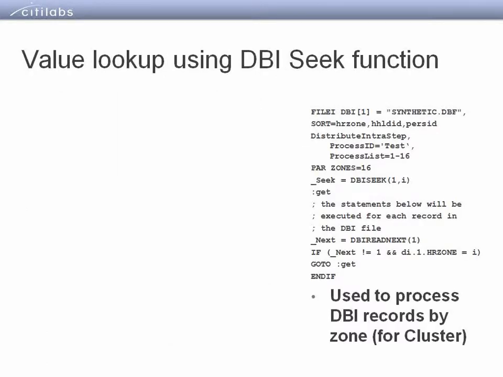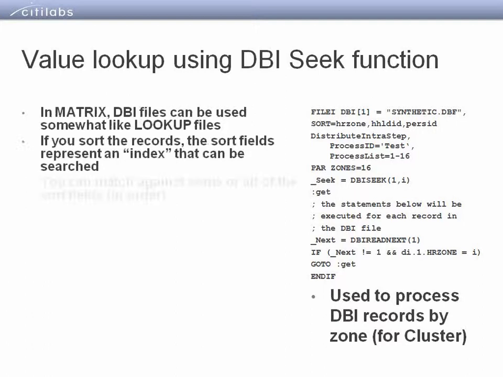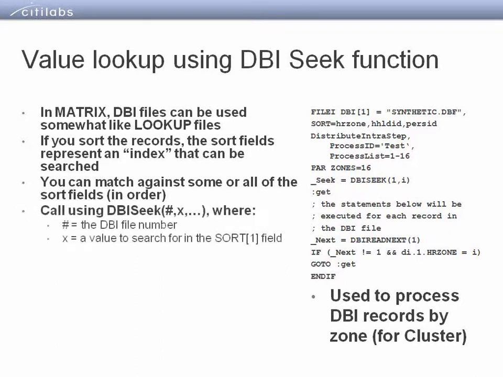So in the activity-based model, for example, in the population synthesizer, as well as the activity-based model, we have some value lookup using the DBI seek function, which is an example of using DBI files somewhat like lookup files, except that you can actually do multi-value lookup. So if you sort the records in a DBI file, the sort fields represent an index or cardinal key in database terminology that can be searched, and then you can match against some or all of the sort fields in order. And this is a function called DBI seek. The first argument is the DBI file number, 1 through 10, and then the other arguments are values to search for in sort fields.